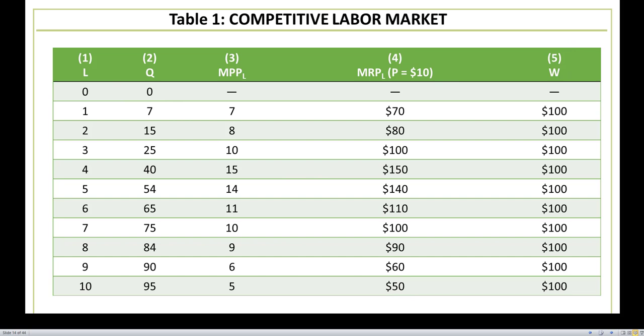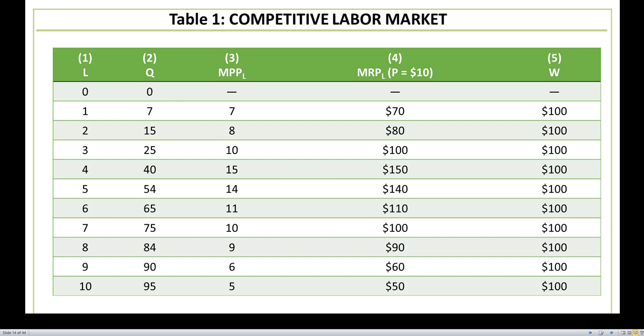If we hire 1 worker, that 1 worker costs us $100. We hire an additional worker, that additional worker costs us another $100, and it's going to be a constant wage rate throughout this entire table. With the profit maximizing condition in mind, what's the amount of laborers that we should hire in our farm?